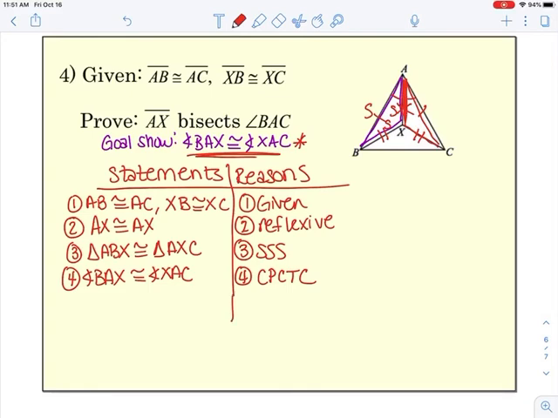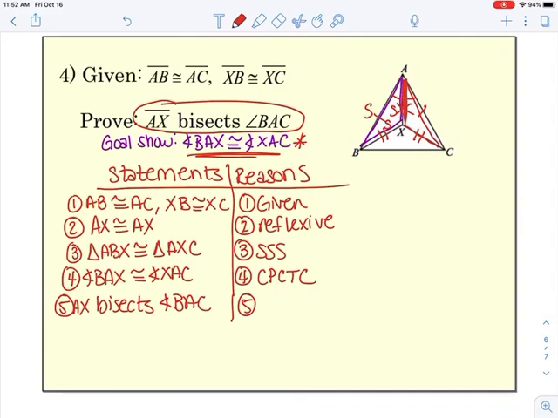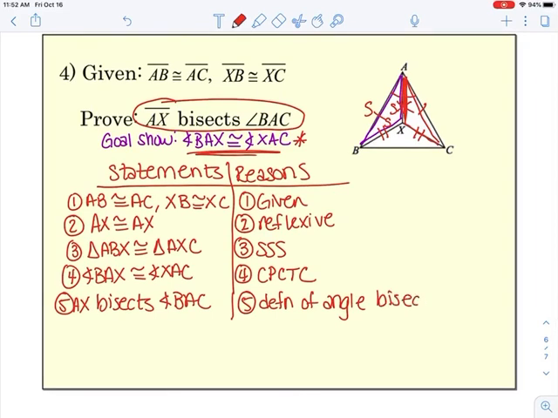But now that I know that those two angles are congruent, now I can show what I actually wanted to prove. So my last step, AX bisects angle BAC. And why is that? Definition of an angle bisector. Again, what is an angle bisector? An angle bisector cuts an angle into two congruent angles. And we have our two congruent angles there, so therefore we can say that AX bisects angle BAC.